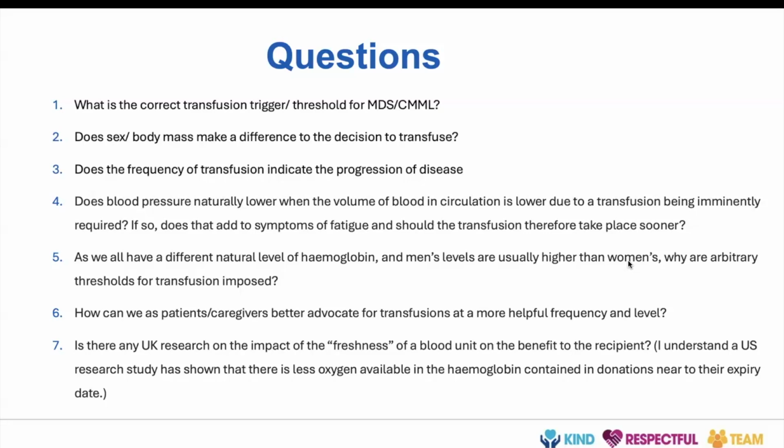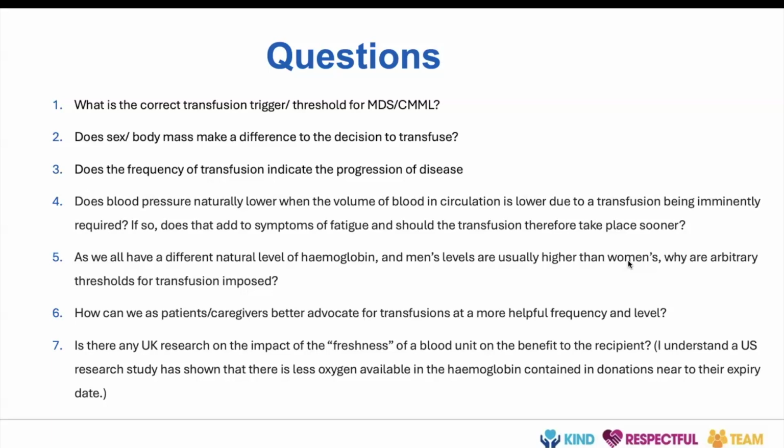Question 7, is there any UK research on the impact of freshness of a blood unit and the benefit to the recipient? I understand a US research study has shown that there is less oxygen available in the hemoglobin contained in donations near to the end of the expiry date. Now, this is a very hard one because there's been lots and lots of questions about blood and blood's expiry date. Now, a normal red cell has a shelf life of about 120 days. When we take those blood units into hospitals and we donate to patients, the longest unit of blood will normally have an expiry of about 35 days.